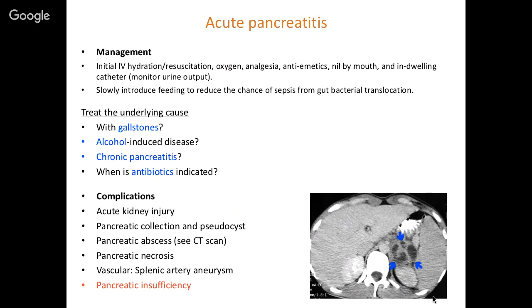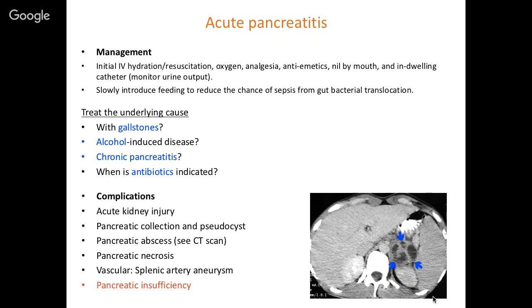Lots of complications, acute kidney injury. You can get a pancreatic collection, which is just, I guess, a sac around the pancreas of pancreatic enzymes. There can be a bit of blood and fluid, and that can lead to a pseudocyst, which tends to form in about 6 weeks. That's when you get the walling off of that collection. That sort of collection, that pseudocyst, can often compress other structures surrounding it.